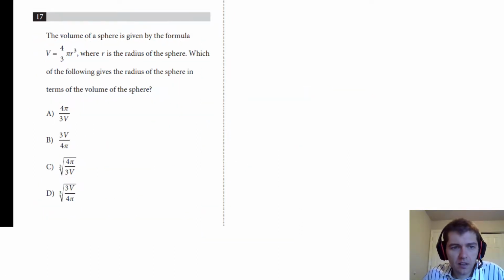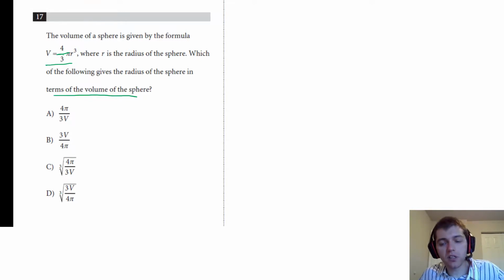Problem 17. The volume of a sphere is given by the formula here, where r is the radius of the sphere. Which of the following gives the radius of the sphere in terms of the volume of the sphere? And they love to do this on the SAT, where they give you an equation that is something from geometry or physics, and then all they ask is for which of the following gives something in terms of something else. And all that means when they say something in terms of something else is rearrange. So they're looking for which of the following gives the radius of the sphere in terms of volume. So you need to rearrange to find r, basically.